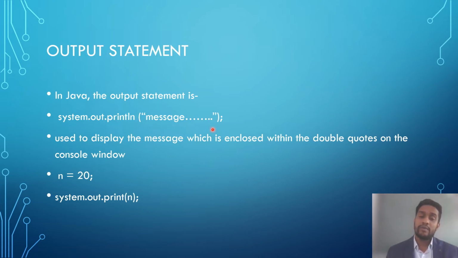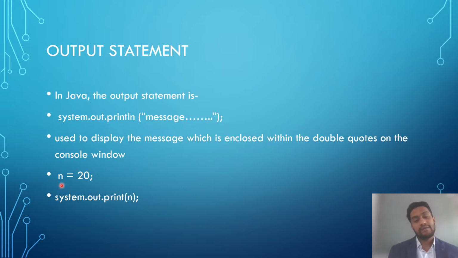So double inverted commas we are used to display the message which is enclosed within double quotes on the console window. So in this one we can write a message, whatever you want to display on the screen, that you have to write into the double inverted commas.